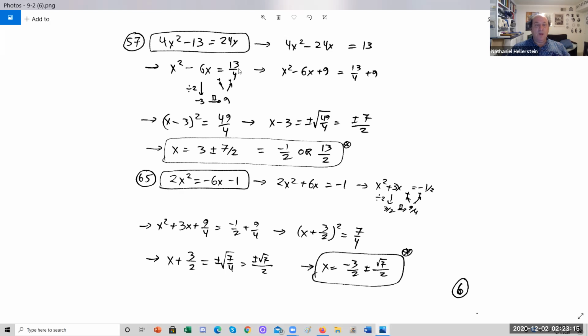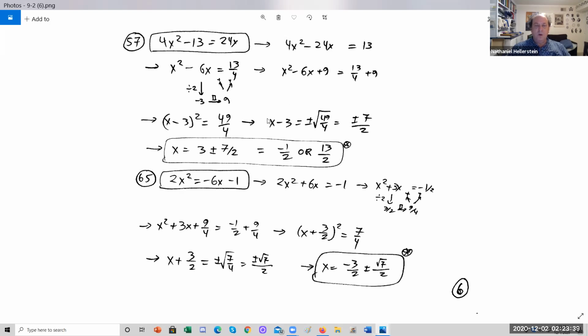So now we are in a position to complete the square. Half of -6 is a -3, squared is 9, add to both sides. Get x squared minus 6x plus 9 equals 13/4 plus 9. This left side is the square of x minus 3 here. 13/4 plus 9, after you calculate a bit, it's 49/4.